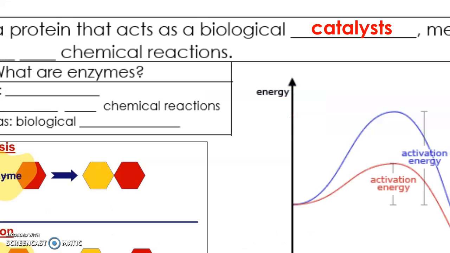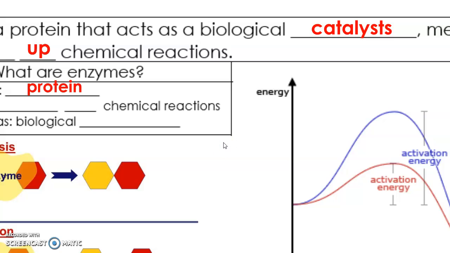So enzymes, what are they? So they're a protein. So remember that they're a protein that acts as a biological catalyst, meaning it speeds up chemical reactions. So it's a protein and it speeds up chemical reactions. Remember that. That's very key. So the biomolecule again is protein. It speeds up chemical reactions, also known as a catalyst.